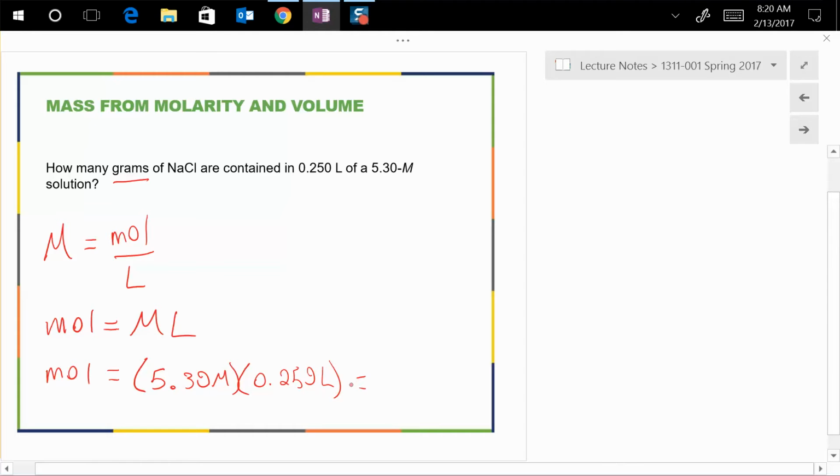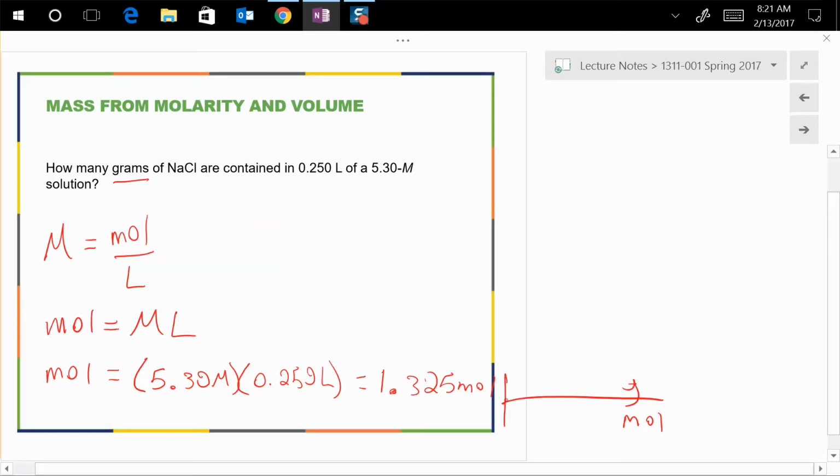And that equals the moles. And you said it was what? 1.325 moles. Okay, so now that I have the moles, what do I need to do from there? To the grams. Good. I need to convert from the moles to the grams.